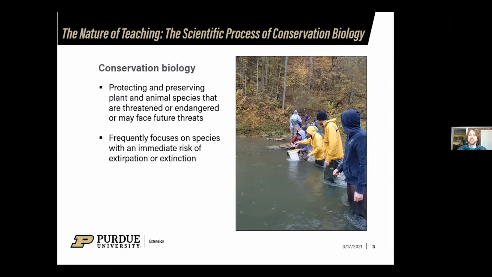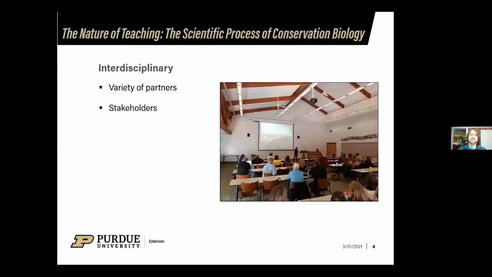So I'll just go through some of the background information, some of the knowledge that you'll need to present this stuff to your students. So conservation biology, this is basically just a branch of biology that focuses on protecting and preserving threatened and endangered species or species that are close to threatened. It frequently focuses on species that are at an immediate risk of extirpation or extinction. So popular species that you hear a lot about would be pandas, tigers, spotted owls, but it also focuses on things you don't hear as much about. So freshwater mussels or the Eastern Hellbender, which is our model species for these lessons.